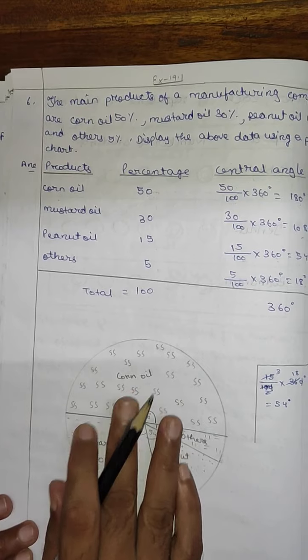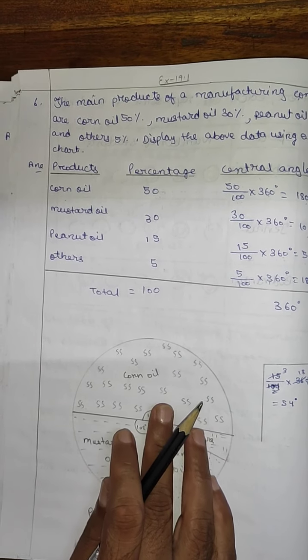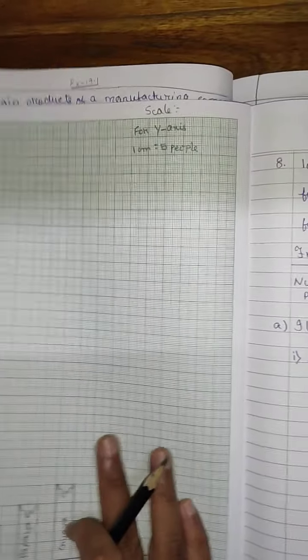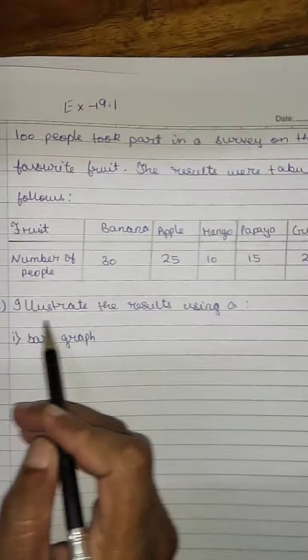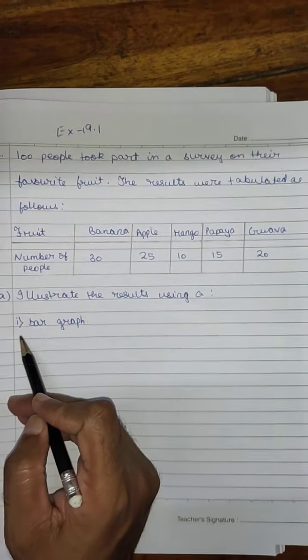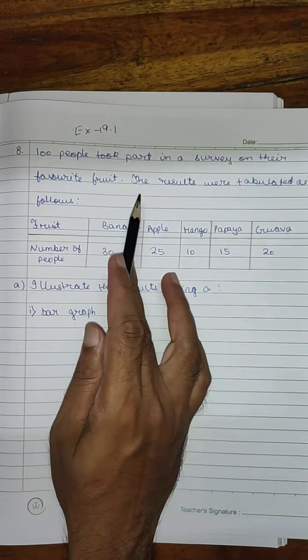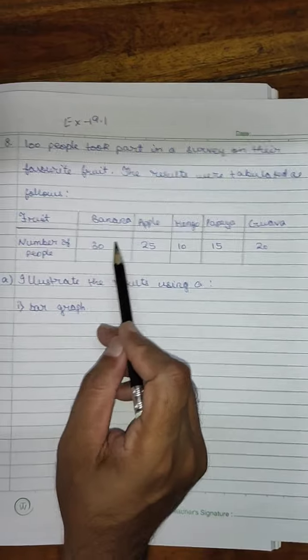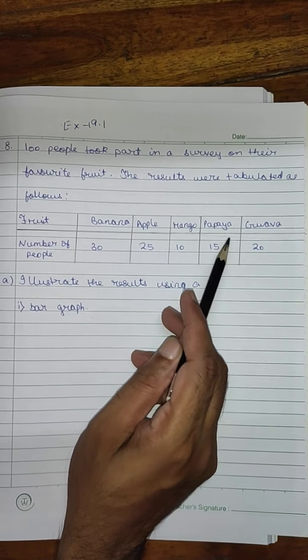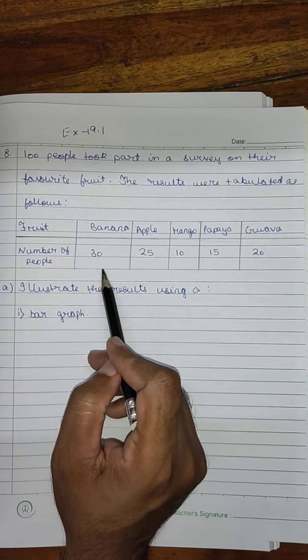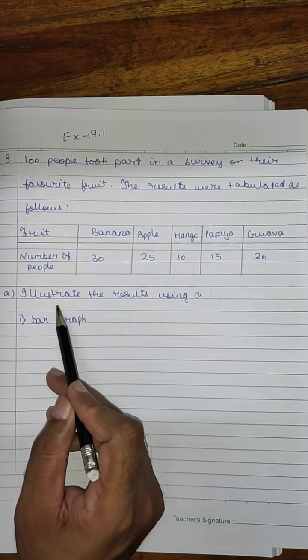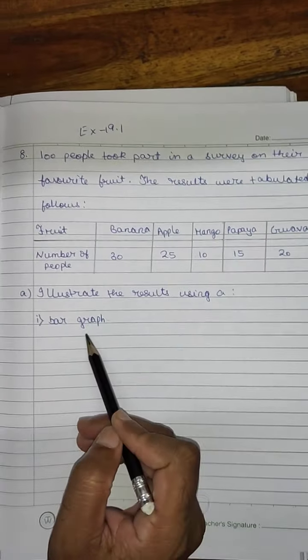Number 7, bar graph, is already taught to you. Now question number 8, one more bar graph I'll teach you. This is question number 8A, number 1, bar graph. 100 people took part in a survey on their favorite fruit. Fruit: banana, apple, mango, papaya, guava. Number of people: 30, 25, 10, 15, 20. They told us to illustrate the results using a bar graph.